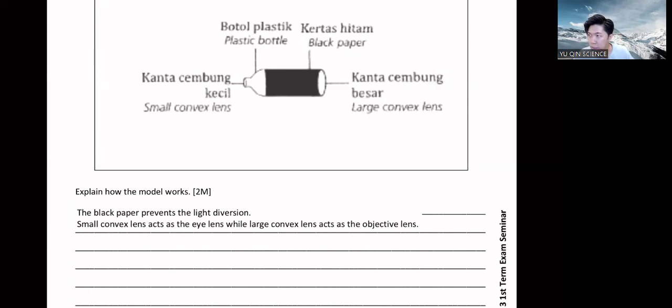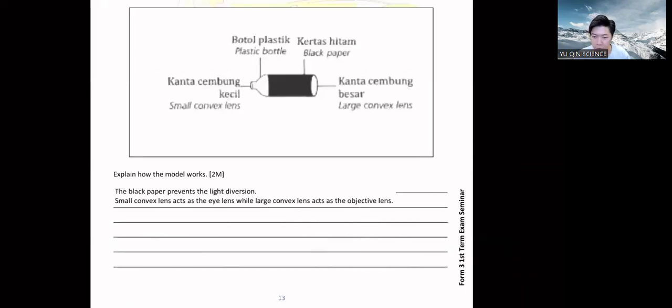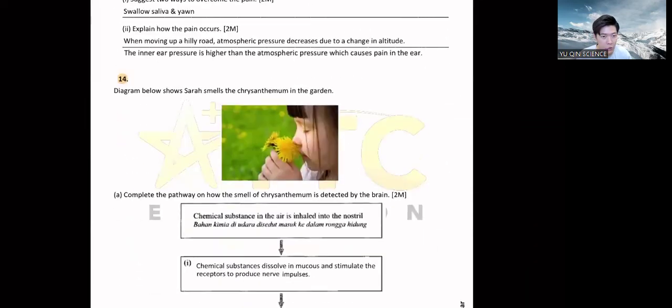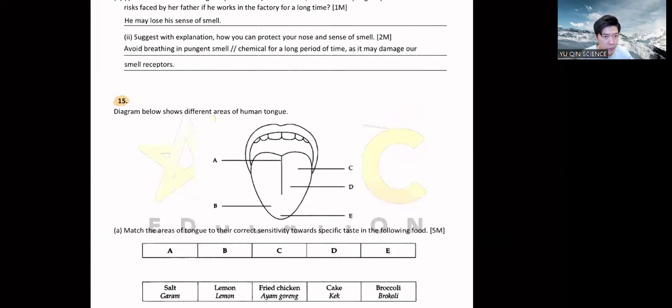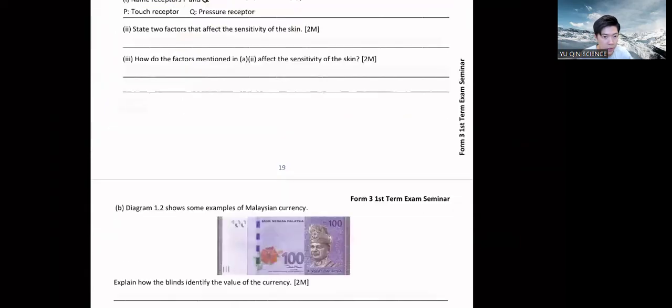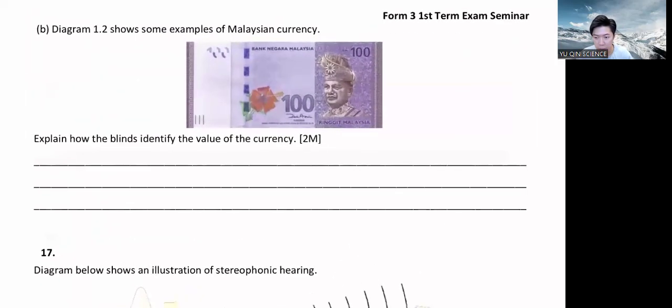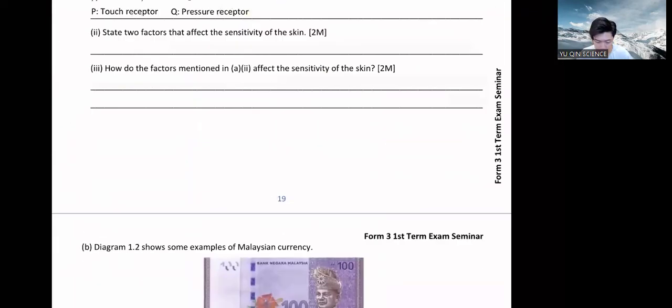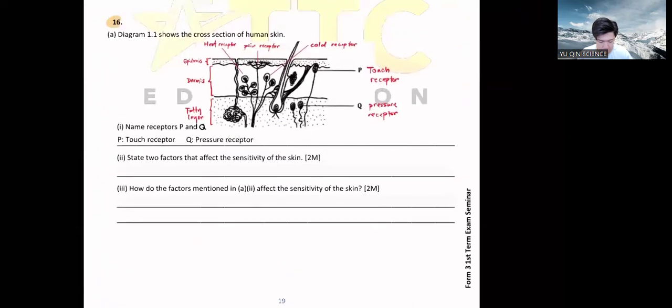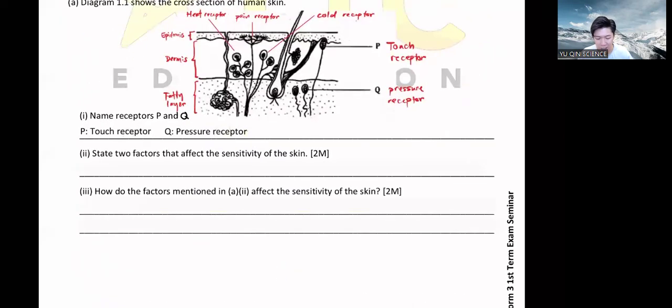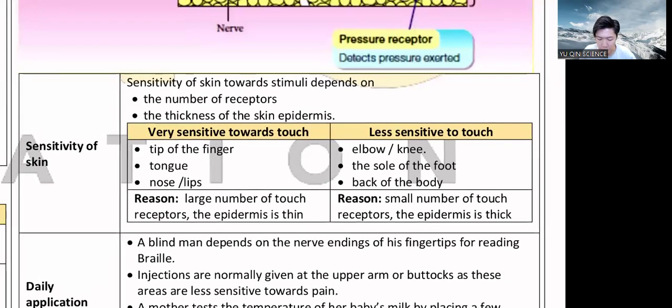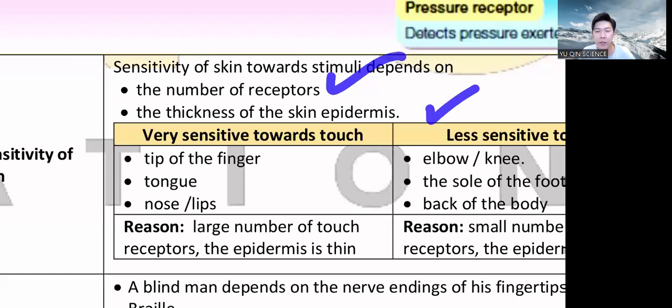Okay, the rest, the sentence, are you done also? Okay, I continue. Where is it? Okay, question B, next one. Can you repeat the answer for 16A3? Where is 16A3? Oh, the sentence. Based on the factors, just now we wrote the number of receptors and the thickness of skin, right?